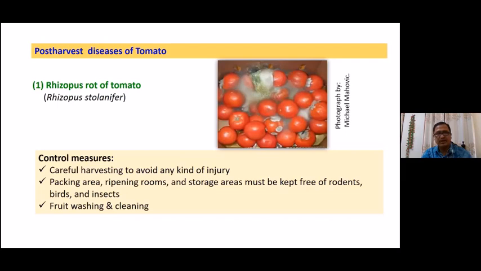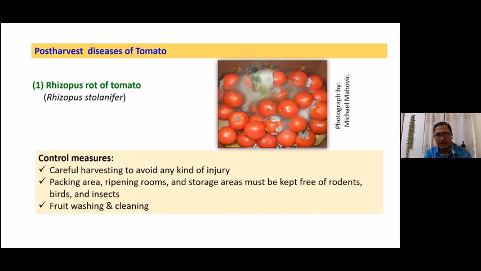Tomato is a commercial vegetable, not only in Bangladesh but around the world. This tomato is also affected by postharvest diseases. Rhizopus rot of tomato severely infects fruits after harvesting and even in the stores. If you keep the fruit in a pile, then it causes severe damage.